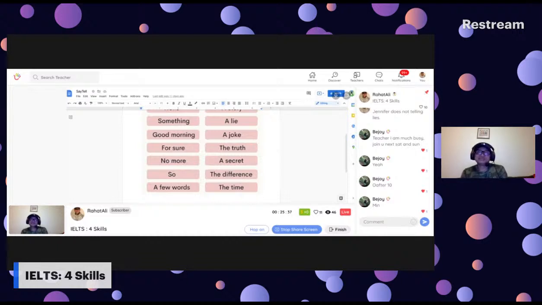Next one is tell the difference. Can you tell the difference by watching both of the movies? Or you can say, can you tell the difference by reading the poems? They couldn't tell the difference after having a discussion about these two incidents.